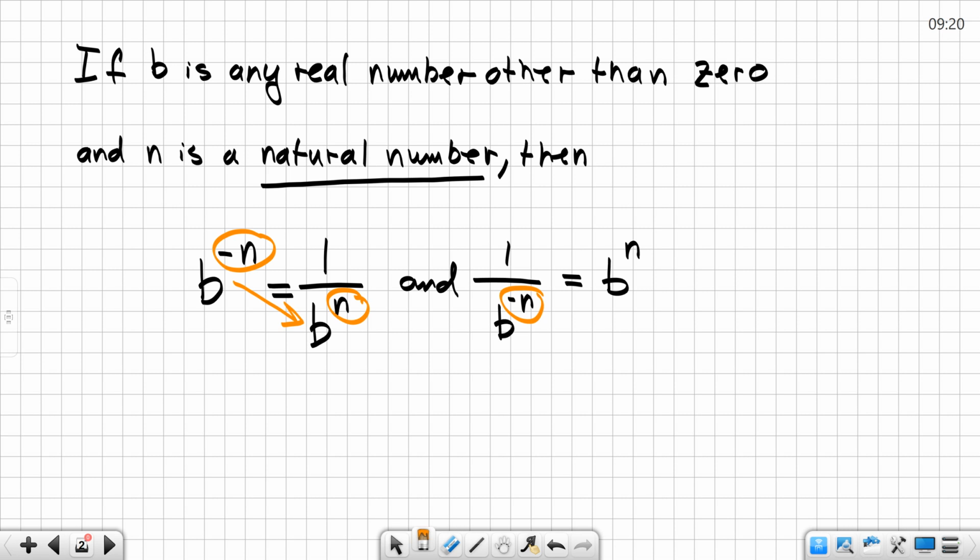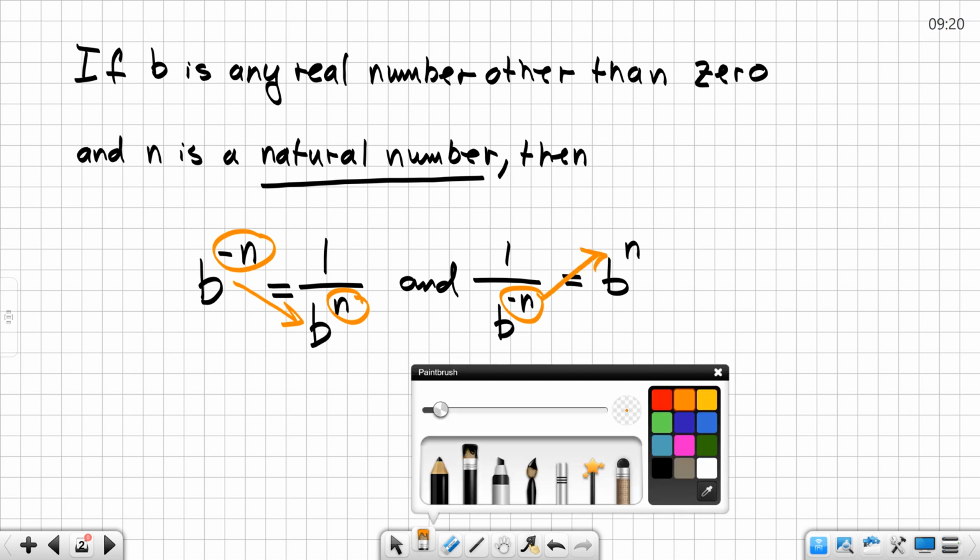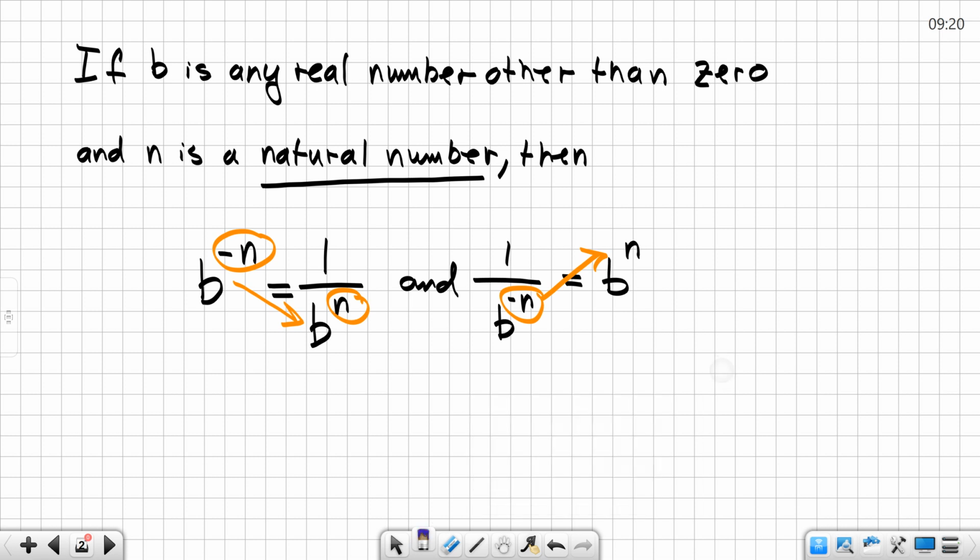In other words, it's kind of like an elevator. This right here would move up if you would just think about it like this. Over 1. Over 1, this whole thing moves down and the negative number becomes a positive number. Here, this whole expression moves up and the negative number also turns into a positive number.